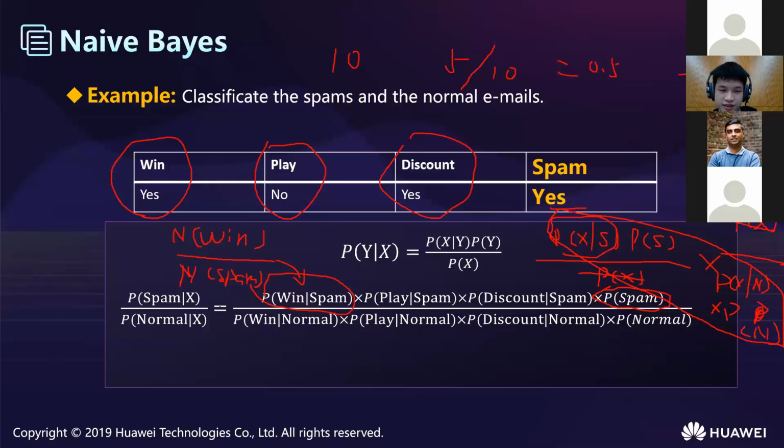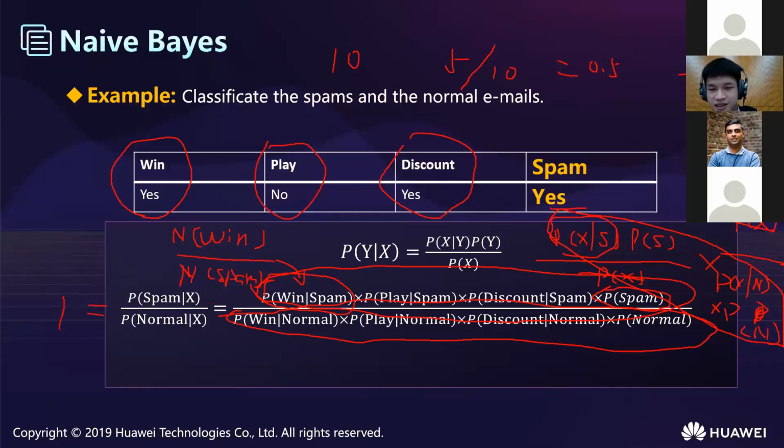Okay, thank you. So now we know how to calculate this item. It's the same to calculate this one. And then we can get the result. And if the result is bigger than 1, it means the email is more like spam. So can you understand?